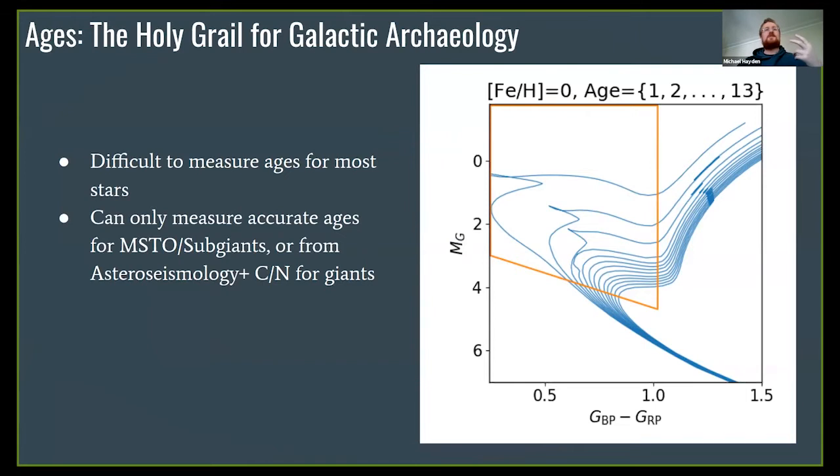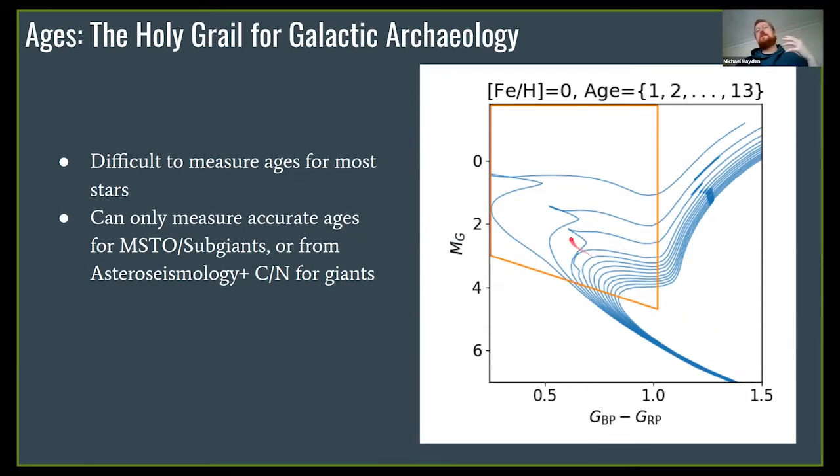And you can only actually get accurate ages for small portions of the HR diagram, on the main sequence turnoff or subgiant branch, or if you have something like asteroseismology from the Kepler or TESS missions. Now, the downside from Kepler and TESS is that you're only looking at specific regions of the galaxy or for very bright stars, so you're not really probing most of the stars that GALAH observes. And so I'm highlighting here why it's actually really hard to get ages for things.